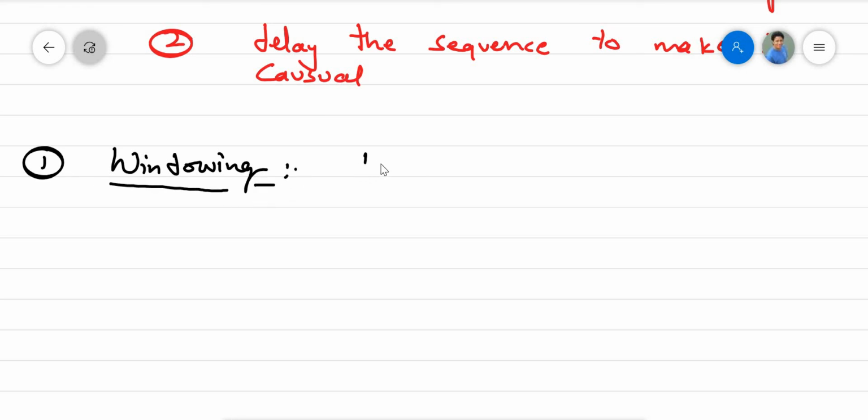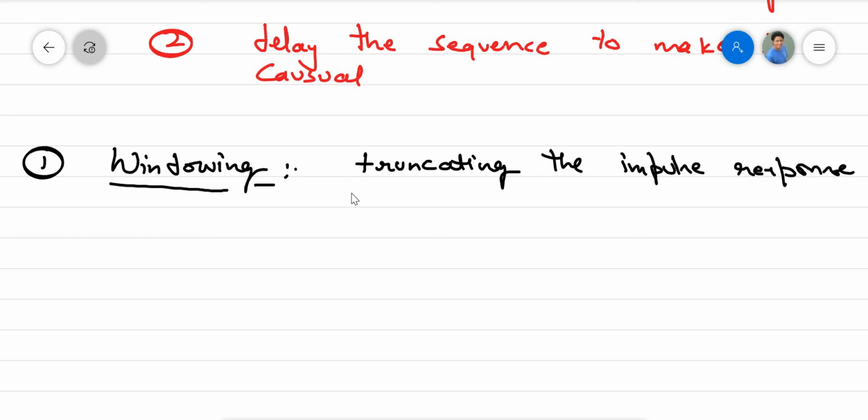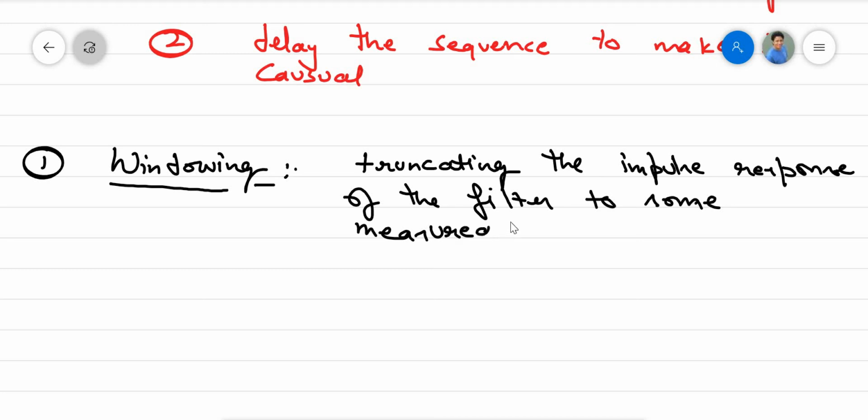That means truncating the impulse response of the filter to some measurable value. Previously it is going from minus infinity to infinity. Now we want to truncate it and make it up to some measurable value, right? That is the most obvious thing we can do.